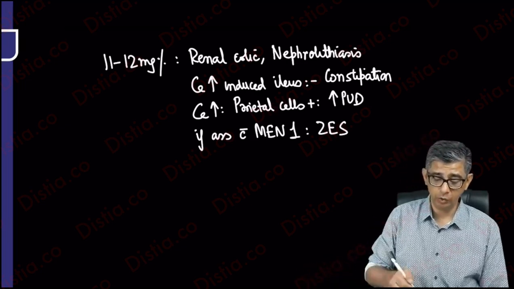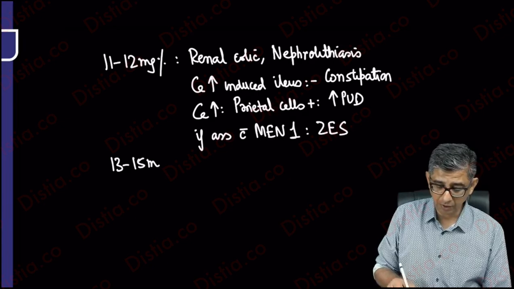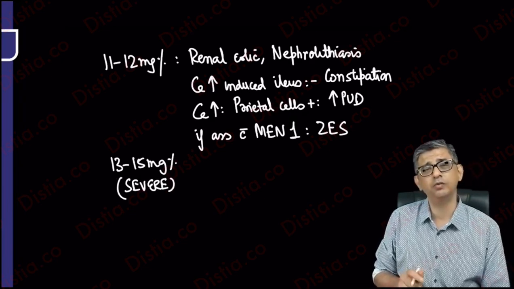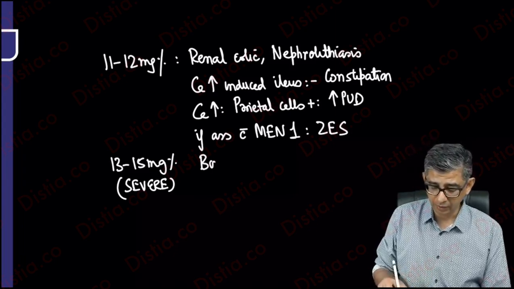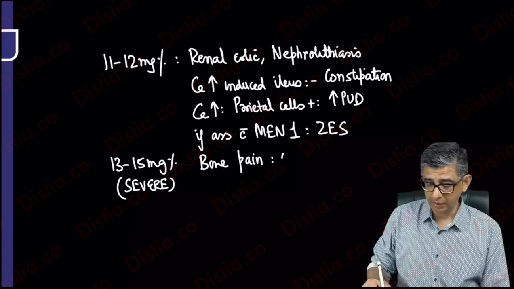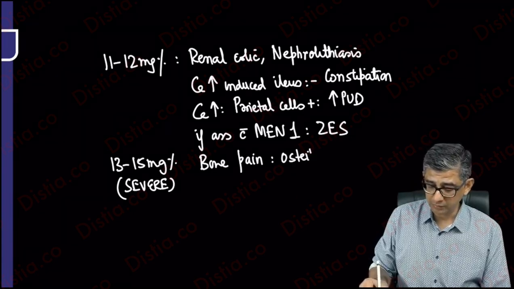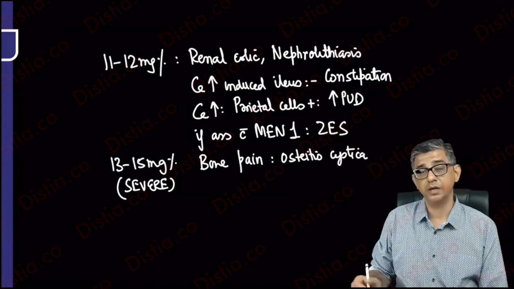And as the calcium values will rise even further, if he asks what is severe hypercalcemia, then severe hypercalcemia would be described as calcium values between 13 to 15. And this kind of a presentation is a little rare nowadays because most of the time we are able to diagnose this condition early. But as I said, in earlier times when the diagnosis was made late, we used to read about this presentation, that is osteitis cystica.